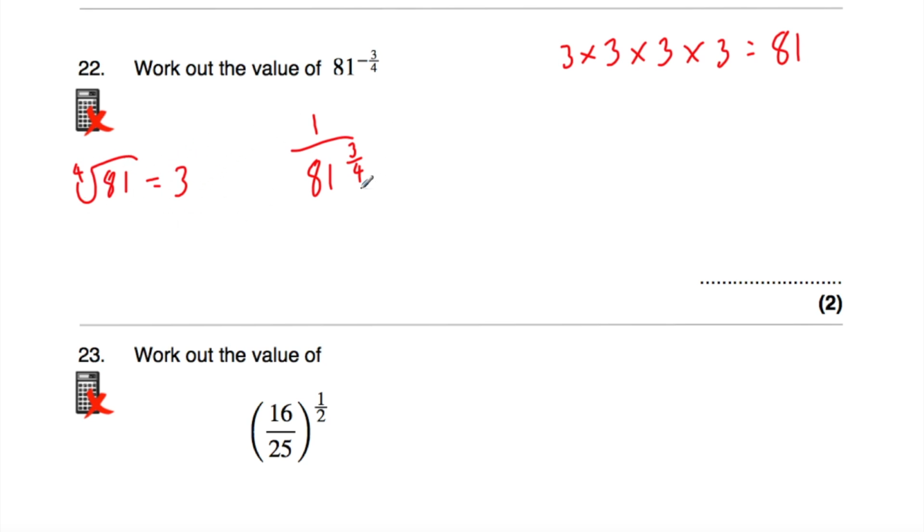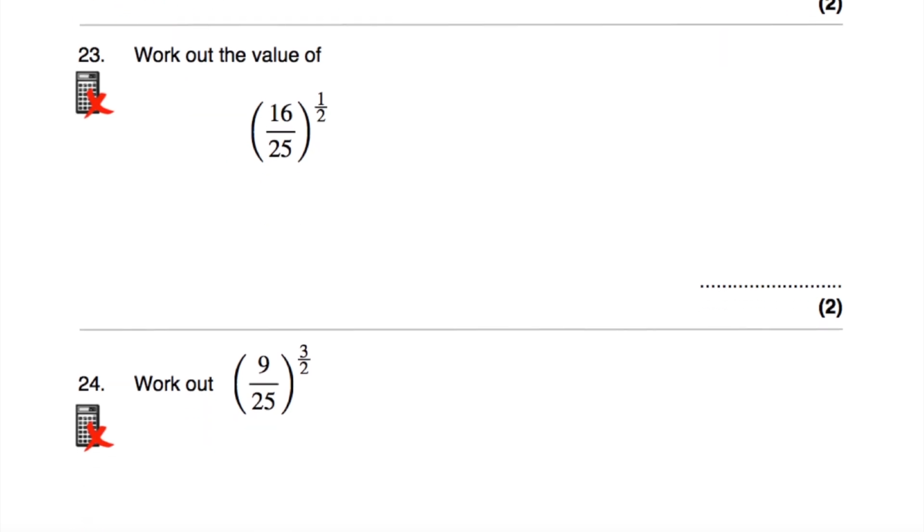Okay, so we've done the 4th root, now we need to cube it. So 3 cubed would be 3 times 3 times 3, which is 27. So that means that 81 to the power of 3/4 is 27. So that means our answer would be 1 over 27. And that's it, 1 over 27. So we've worked out 81 to the power of negative 3/4. It's 1 over 27.